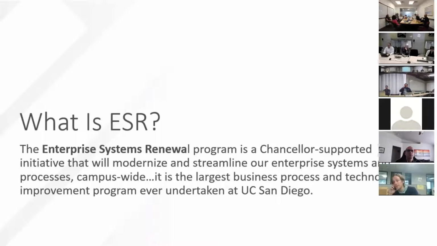So what is ESR? Enterprise Systems Renewal is a program that was started at the beginning of this fiscal year. And really the goal was to look across our entire enterprise and find ways to modernize and streamline those business processes campus-wide. Now, of course, the technology that underlies the business processes will be touched as a result of these efforts. But from everything that we were able to dig up, it is the largest business process and technology improvement program ever undertaken at UC San Diego. So 56, 57 years. This is going to be one of the largest undertakings ever. Okay.